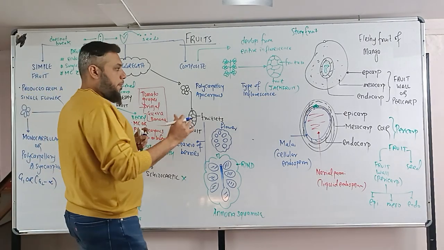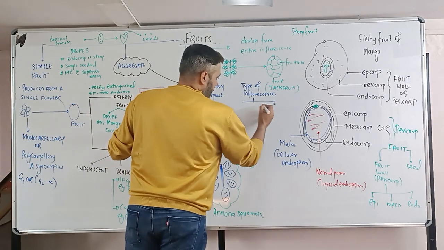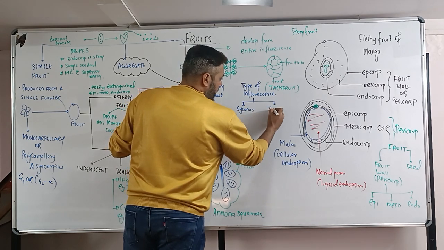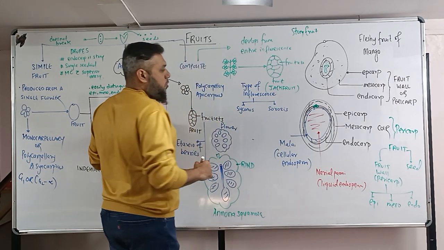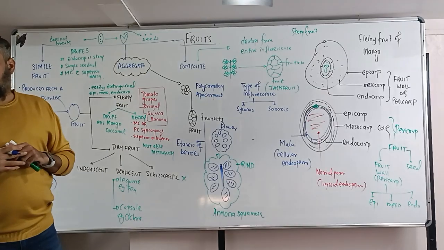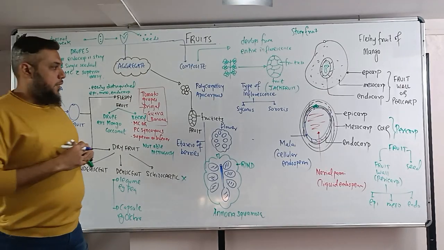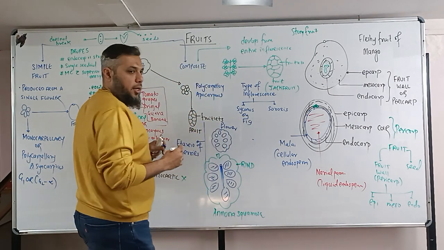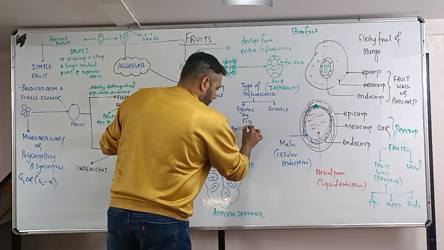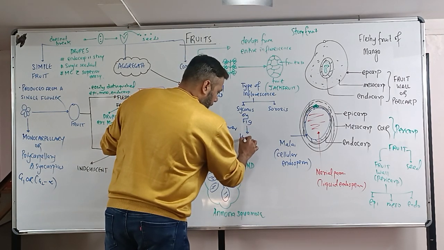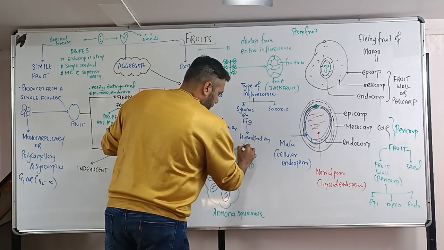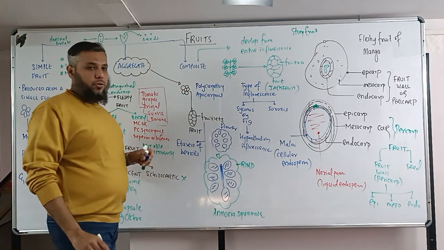Okay, so remember there are two types being. One type is called psychonus and the other type is called what? Sorosis. Okay, psychonus ke example mein kya aega? Fig, anjeer is called. And the type of inflorescence that develops from that is called hypanthodium inflorescence. So as of now, you'll just remember it. At the type of inflorescence, you'll be told about.